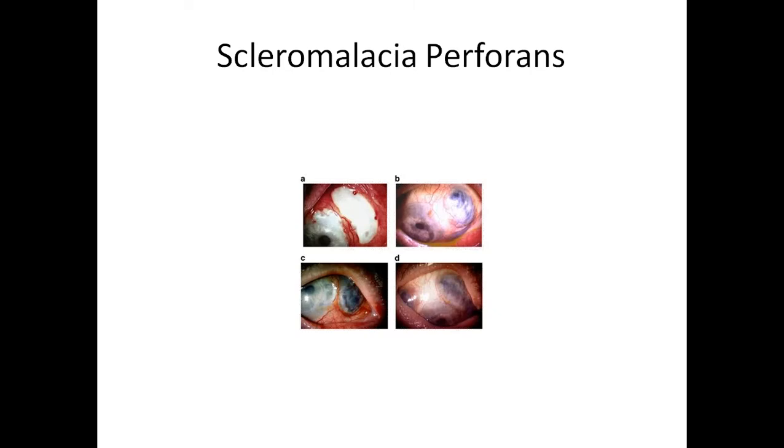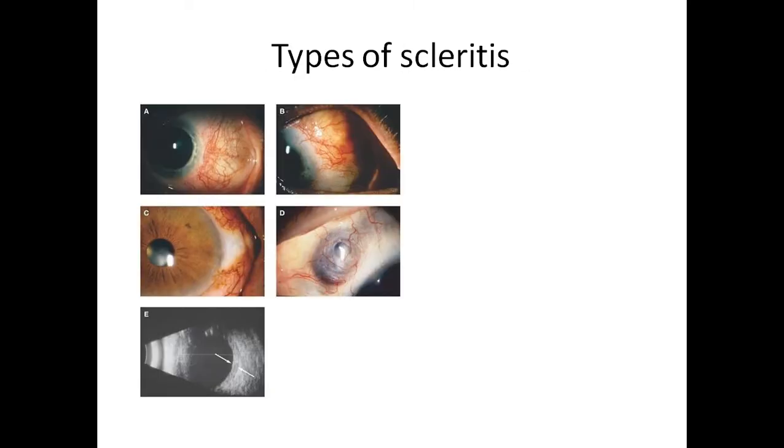This picture shows scleromalacia perforans, because with repeated attacks of scleritis, thinning of the sclera will occur and the uveal tissue, the ciliary body and the choroid, gets exposed. This condition is known as scleromalacia perforans. Again, this shows all types of scleritis: diffuse, nodular, and thinning of the sclera leading to exposure of the ciliary body, or ciliary staphyloma.